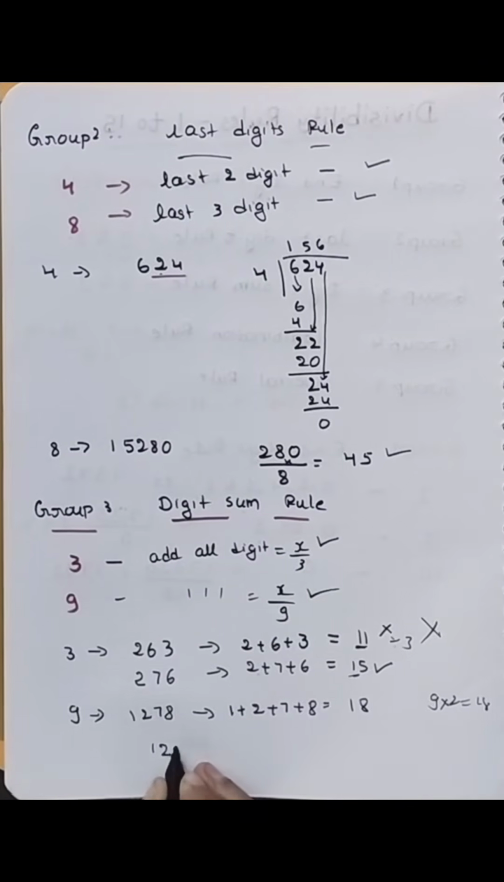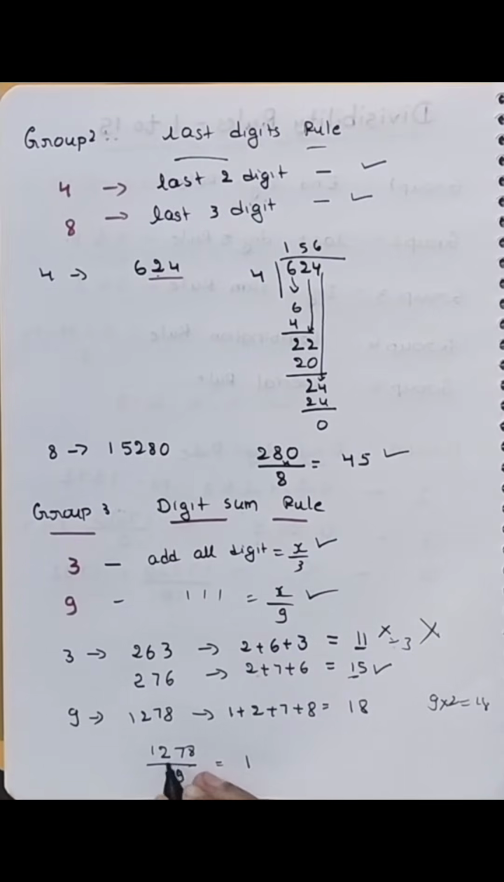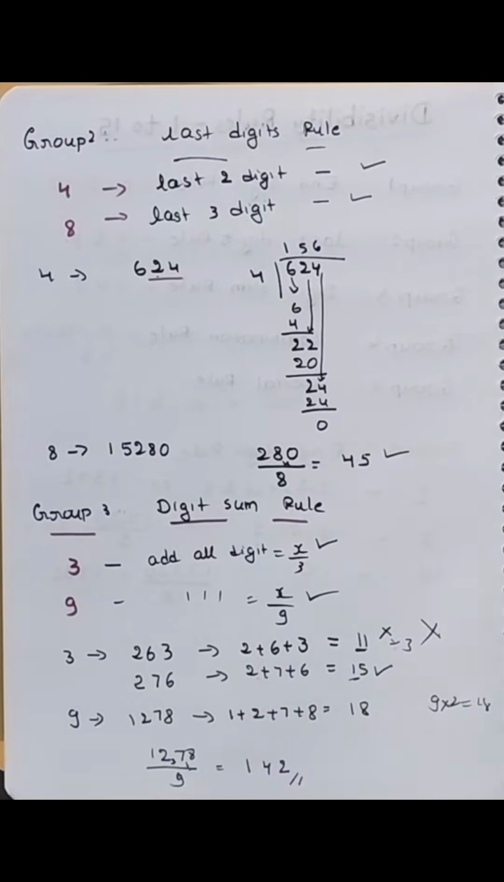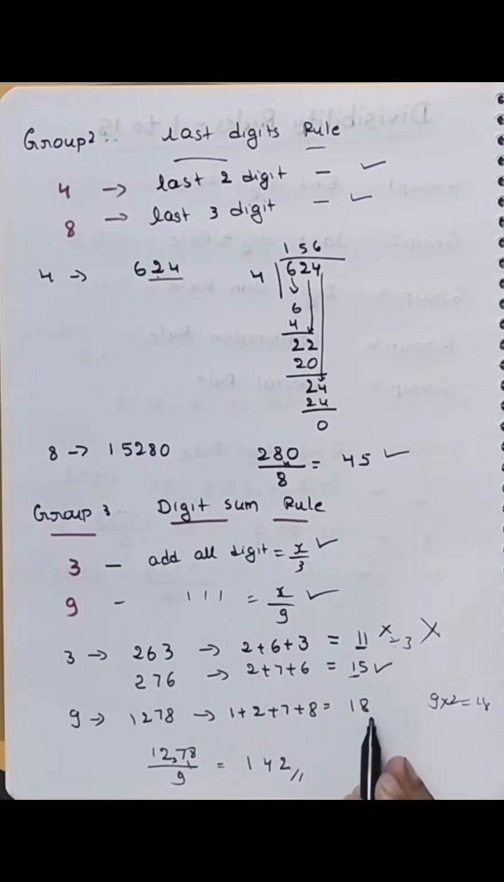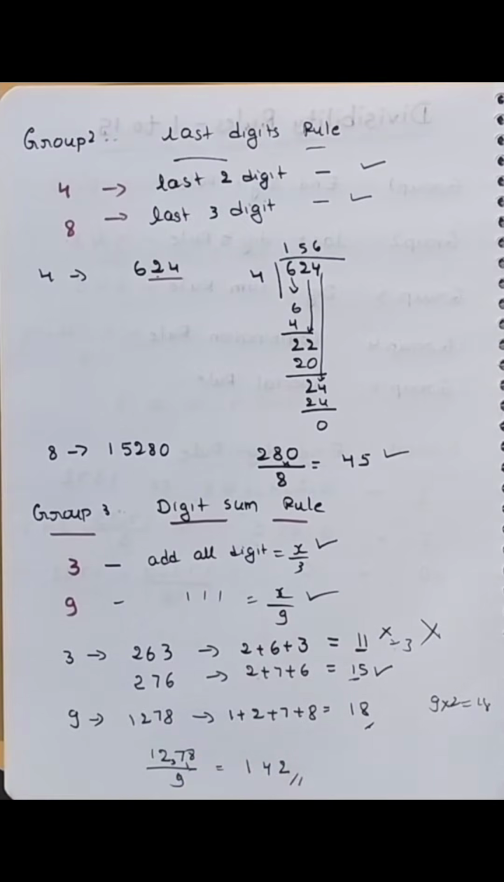If you are checking 1, 2, 7, 8 by 9, 9 ones are 9, so 3 carry, 9 fours are 36, 1 carry, so 9 twos are 18. So by just adding the digits and seeing whether that sum goes with 9, we can judge that the entire given number, whatever the length, will go by 9 or 3. We can judge by the digit sum rule.